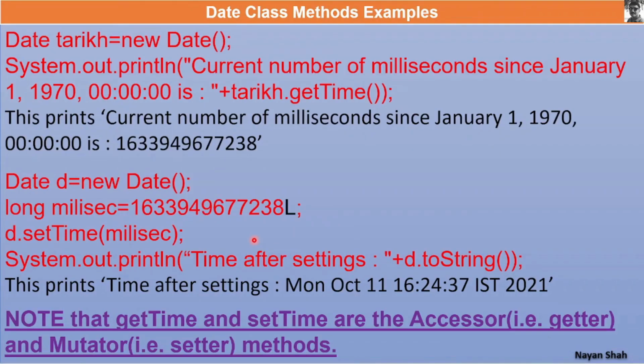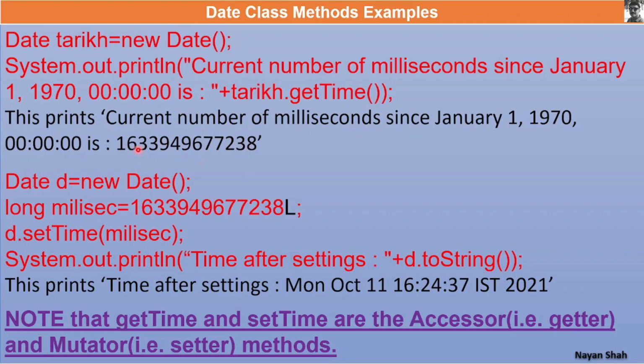Then other methods of the Date class. Again we take Date tarikh is equal to new Date, and then we print. So this current number of milliseconds since January 1, 1970 is tarikh.getTime. This is a get method and set method. So getTime prints the current number of milliseconds since January 1, 1970. So here what we are doing is, we are taking the current date and time, and then applying that to tarikh, and in tarikh we are getting the time and printing it.